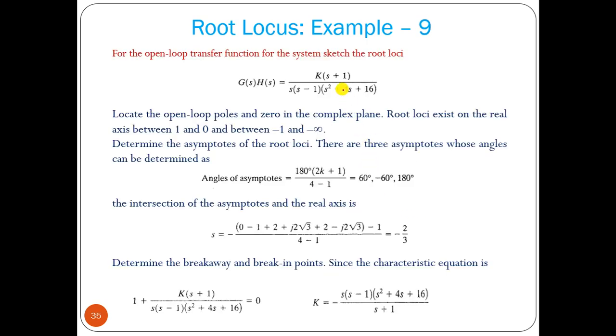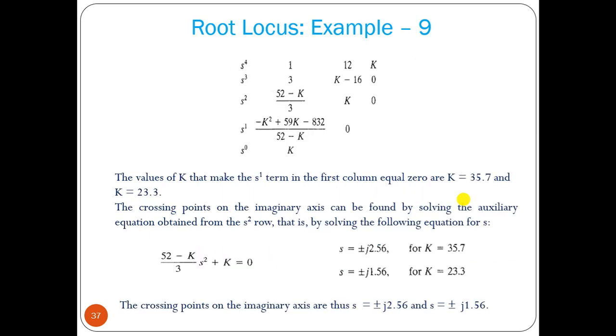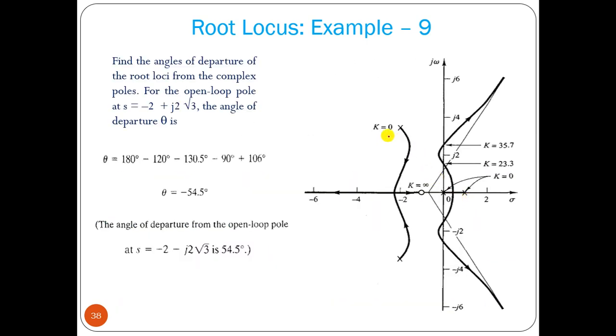Now let us solve another problem, example number 9. So this is the transfer function. What we can see here is that we have a 0 at s equal to minus 1, a pole at s equal to 0, a pole at s equal to 1, and we have a complex pole. What is the location of the complex pole? Let me observe. This is here. This is the complex pole.